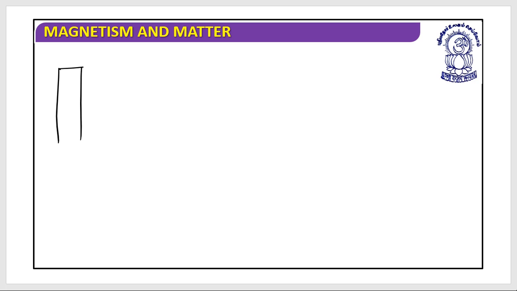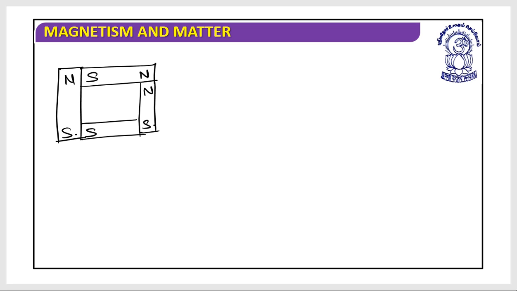Now let's suppose something like this. This is north, this is south. These are all identical dipoles. This is north, this is south, and this is south, this is north. So for this, it is south to north, magnetic dipole moment M. This is also south to north, in this direction, M.